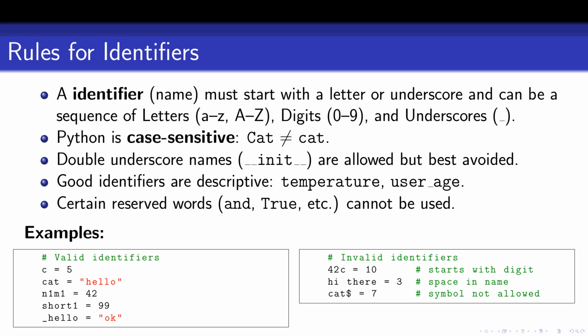Instead, good identifiers should be descriptive and meaningful, such as temperature or user_age, rather than short or cryptic labels. Some names are completely off-limits because they are reserved keywords in the language, like and or True. These words already have special meaning to Python. Using clear, valid identifiers makes code much easier to read and understand for both you and anyone else working with your program.